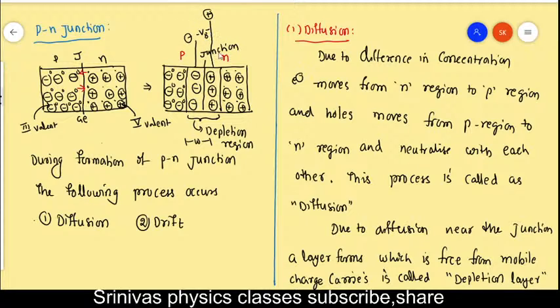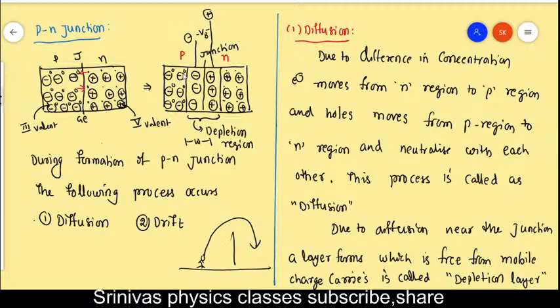Potential barrier, barrier potential. Why is it a barrier? Because barrier means it is a wall. It does not allow the holes to move from p region to n region, or electrons from n region to p region. That's why it is said to be a barrier. The depletion layer is also said to be a barrier. Barrier means it is a wall with a certain height. In order to move from here to here, you need sufficient energy to jump and cross the wall.